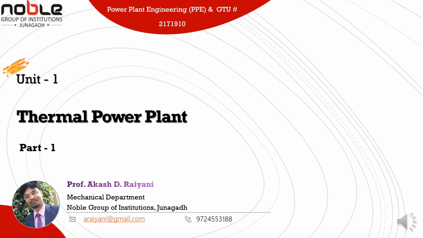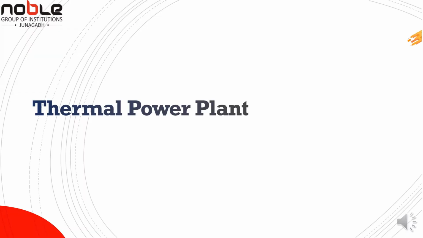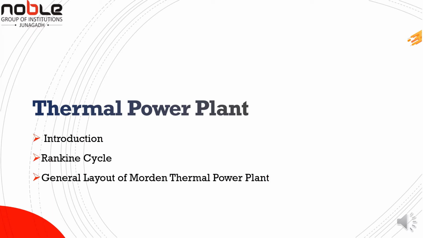It begins with thermal power plant, then high pressure boilers, various handling systems like coal handling systems and air handling systems, draft systems, steam nozzles, steam turbine, condenser and cooling towers, feed water treatment, gas turbine, nuclear power plant, jet propulsion, and last, economics of power generation. Today, we will start with unit number 1, which is thermal power plant. In today's session, we will discuss the introduction, Rankine cycle, and general layout of a modern thermal power plant.